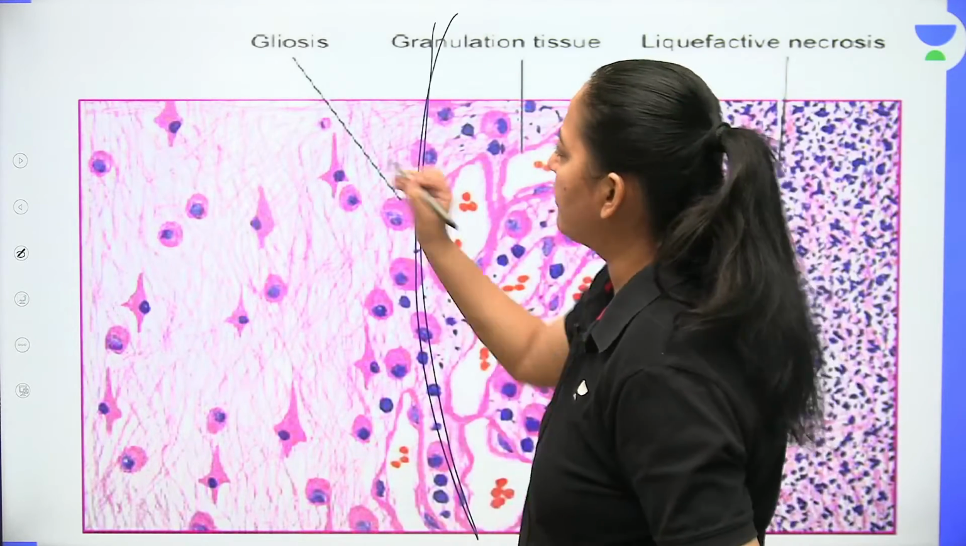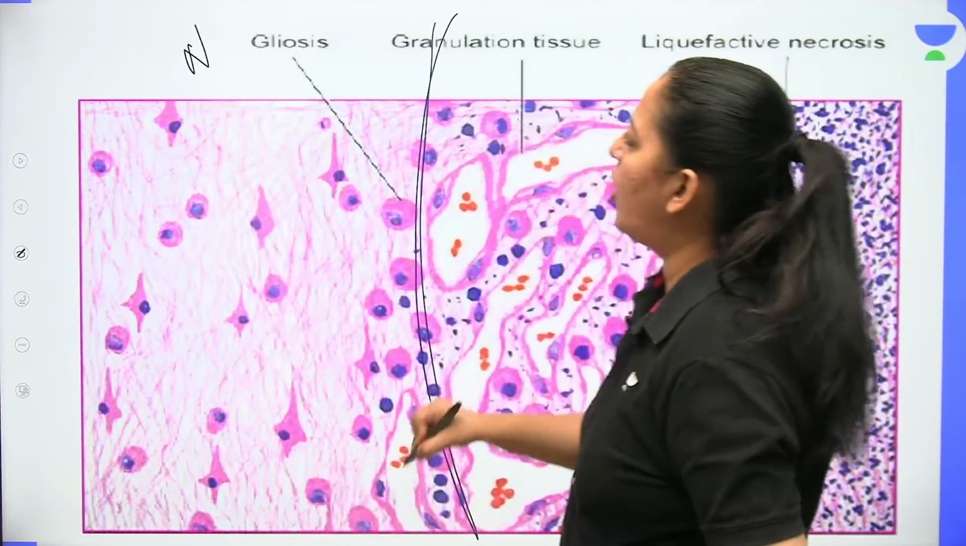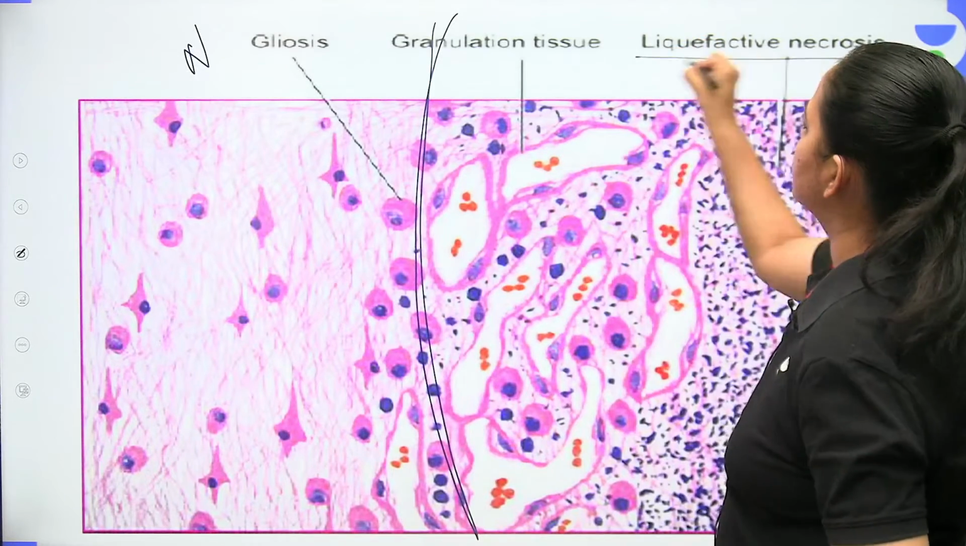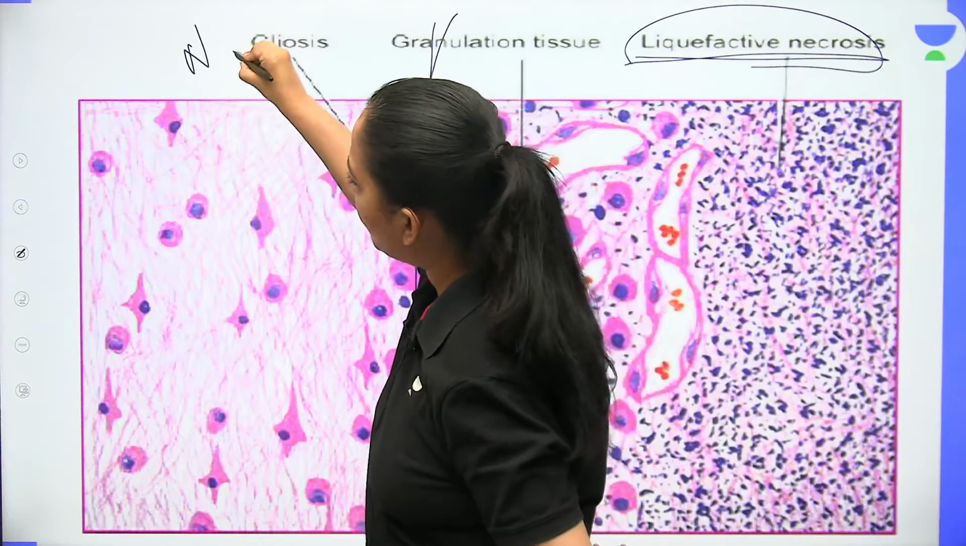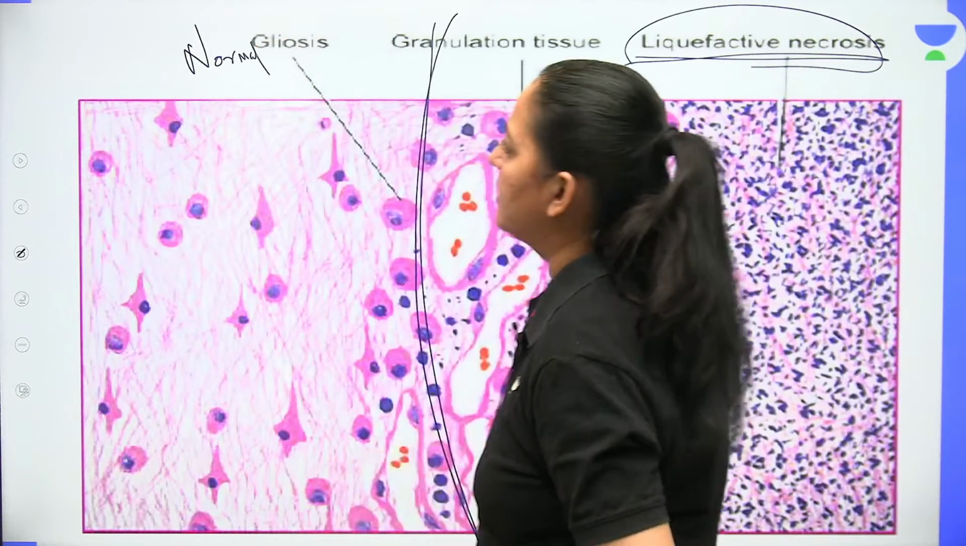Again, this is the junction. On one side, this is normal brain, and on the other side, this is liquefactive necrosis. This one is normal. Give me a thumbs up.